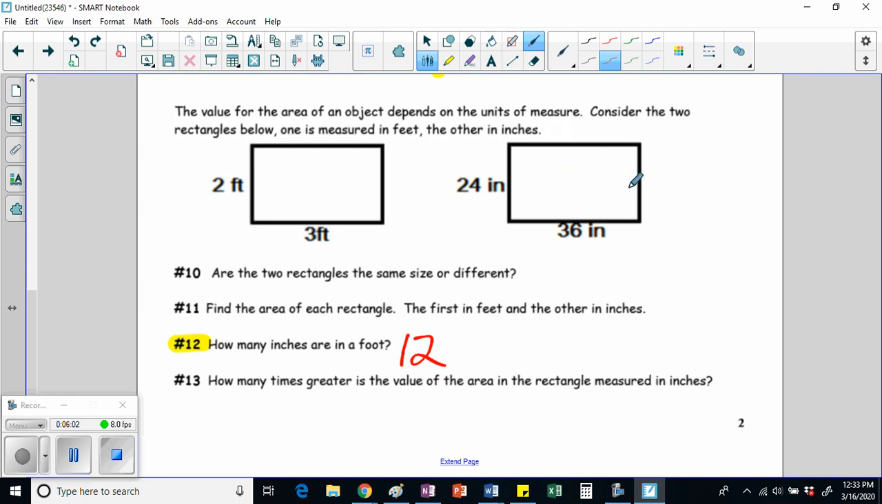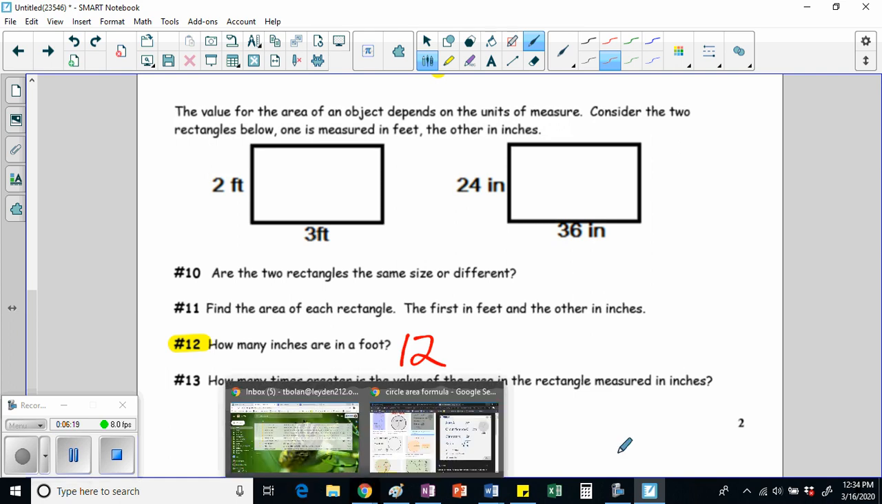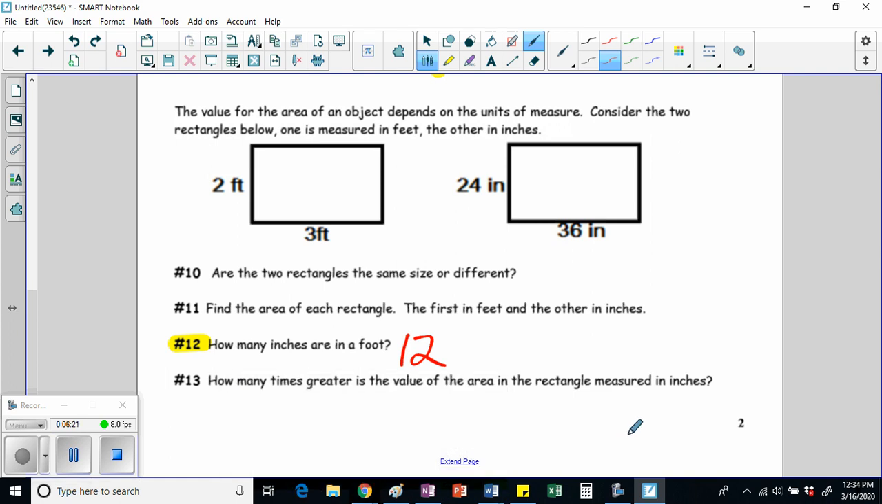But when we get the area for the second shape, it's not 12 times more than the area of the first shape. So when I ask you how many times greater it is, what you need to do to find this is find the area of the second shape, the second rectangle, the one where you have a larger number, and divide it by the area of the first one. And what you'll get is a number that's not 12 times bigger, but 144 times bigger.